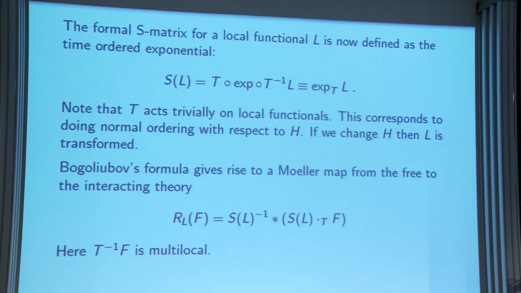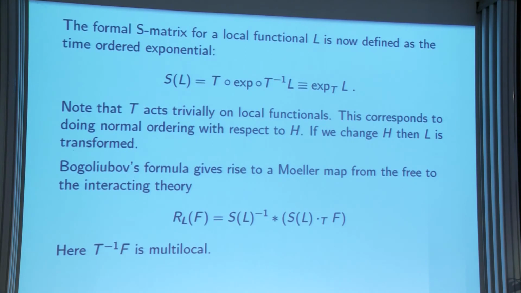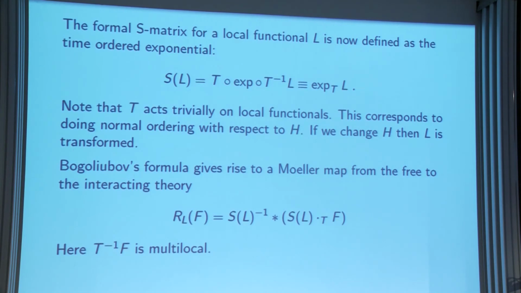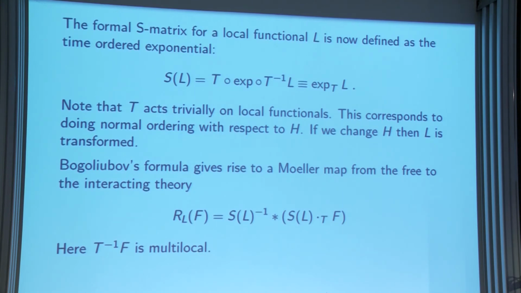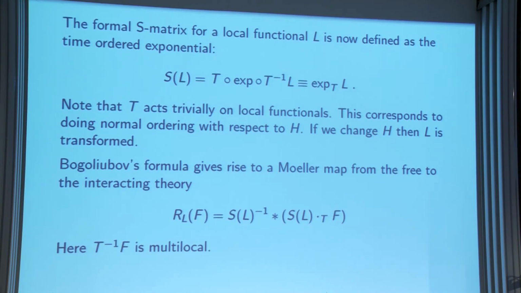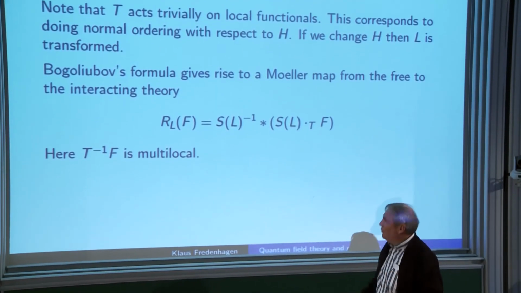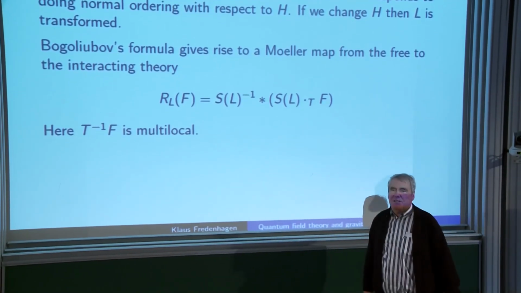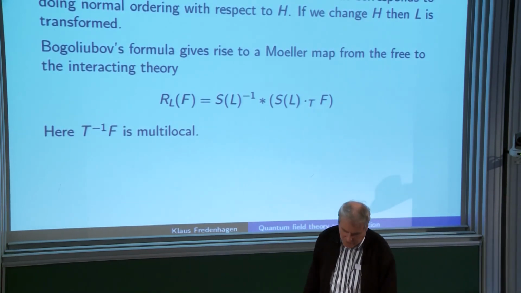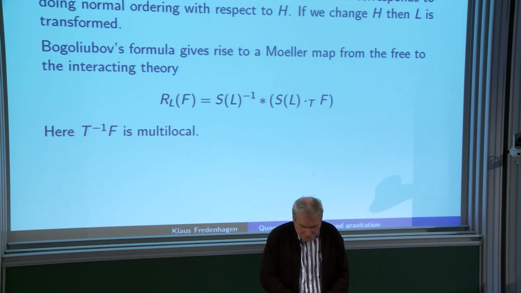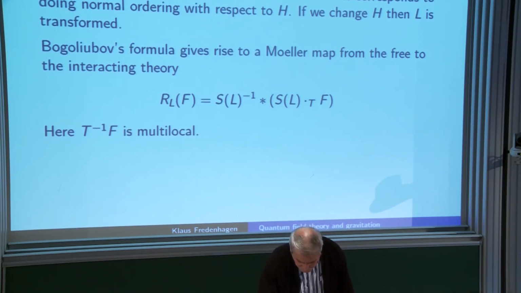Then we can define the interacting fields if we have some interaction L. And this is something one might call the Möller map from the free to the interacting theory. And this is just Bogoliubov's formula for the interacting field. So we take the S matrix to the -1 time-ordered product with the functional F. And this is well defined if T to the -1 of F is in this set of multi-local functionals. Yeah, so in general, there could be divergences, but for this set, it's well defined.